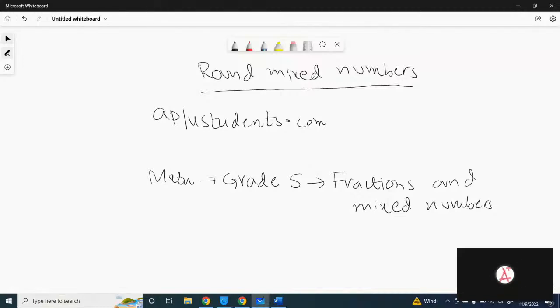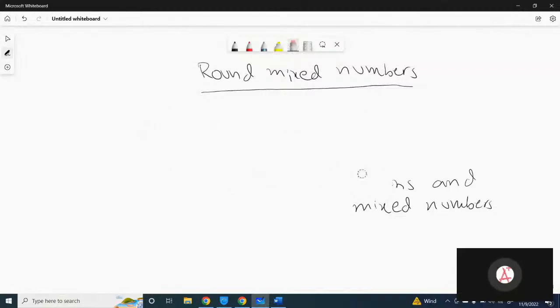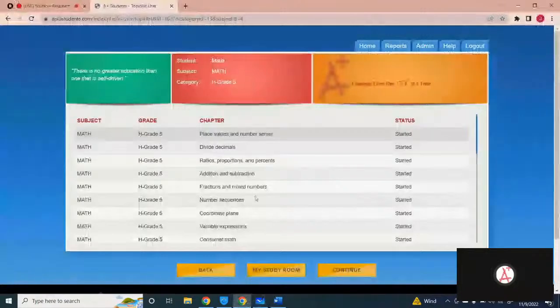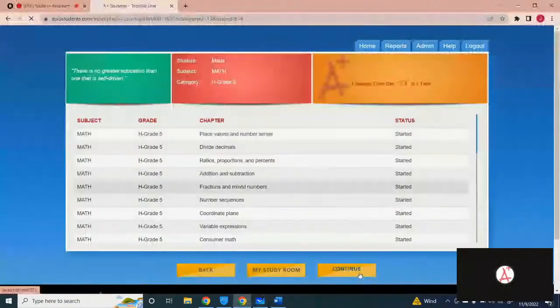Okay, let me start with an example. We already know how to round whole numbers. Then you know how to round the integers. Now we're going to learn how to round mixed numbers. Got it? The chapter name is fractions and mixed numbers.